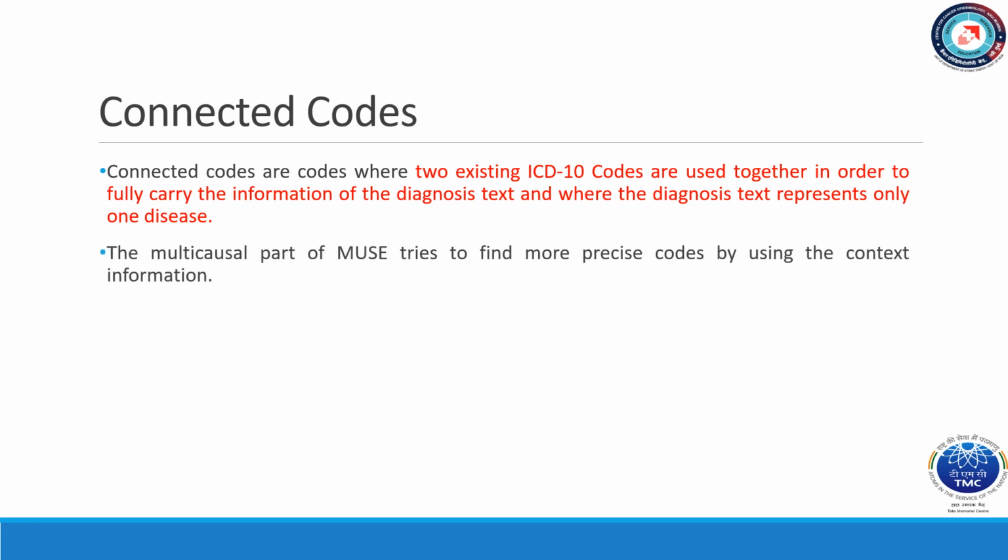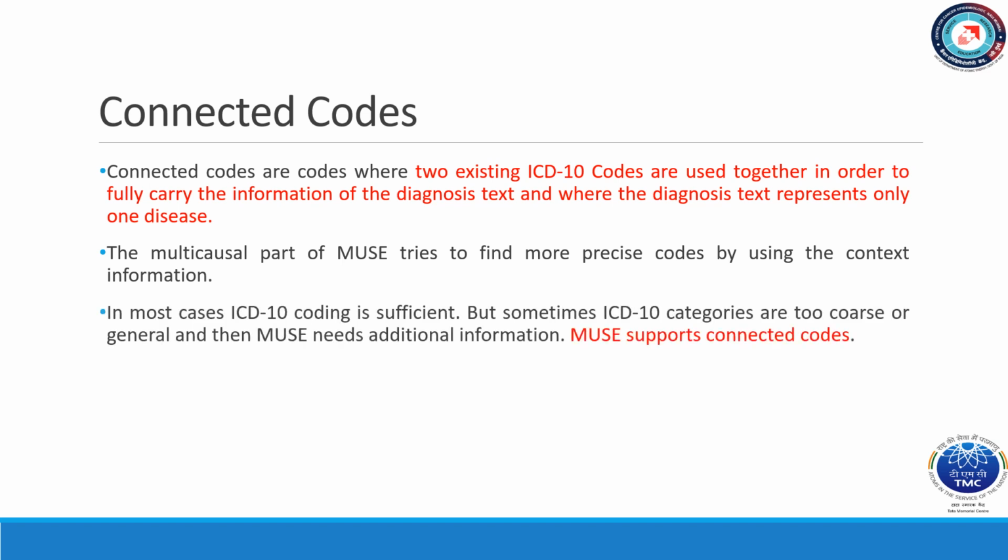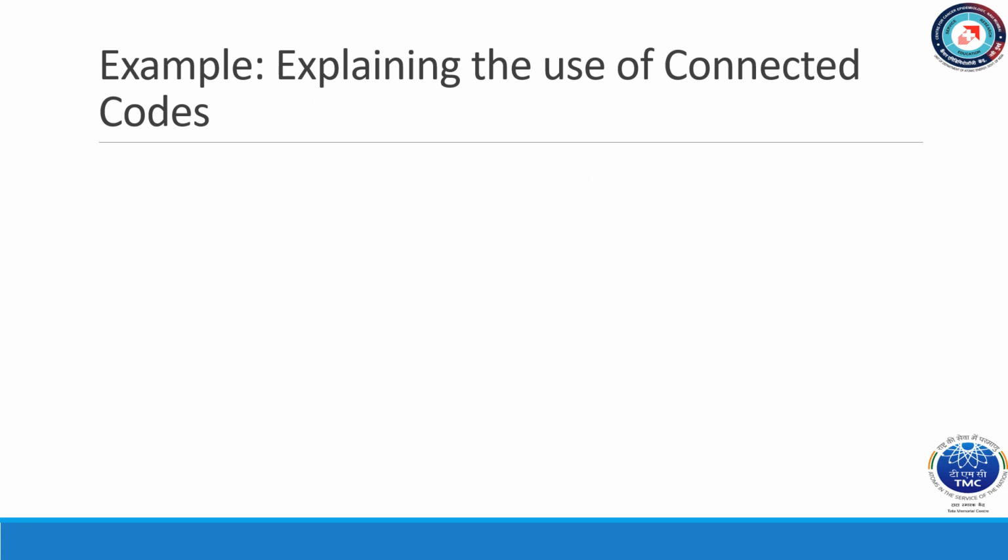In the multi-causal part of Muse, it tries to find more precise codes by using the context information. In most cases, the ICD-10 coding is sufficient, but sometimes ICD-10 categories are too coarse or general, and in these cases, Muse needs additional information, which is then provided by the use of connected codes in Iris. Further, let's look into few examples of connected codes in Iris.